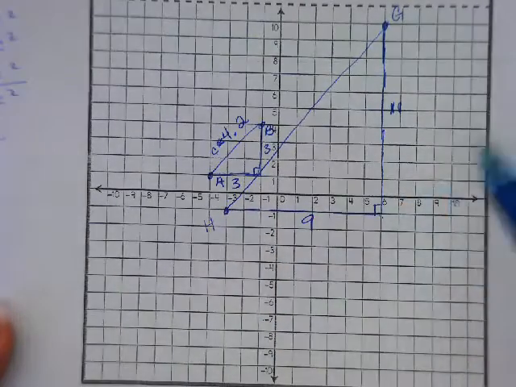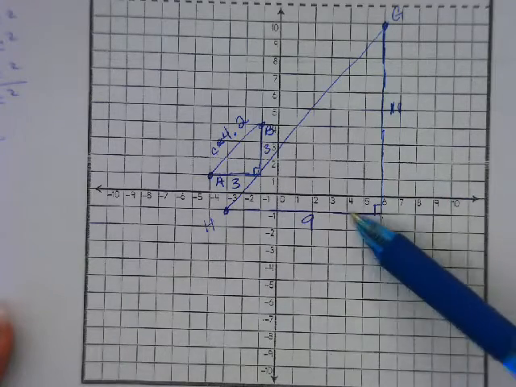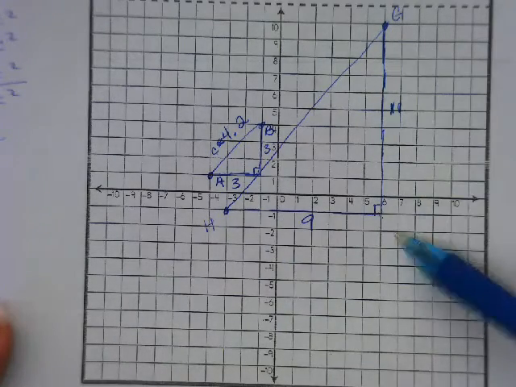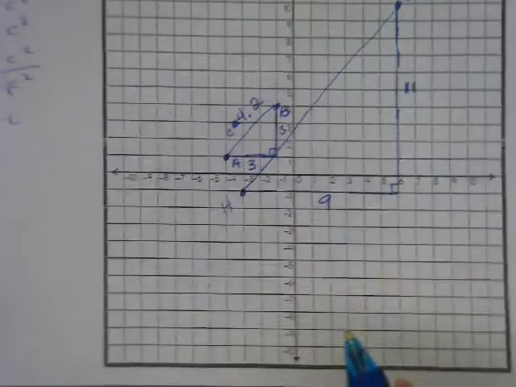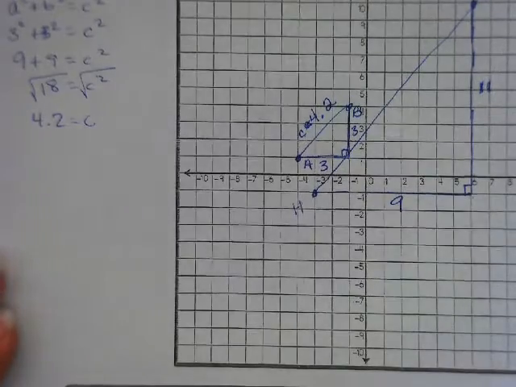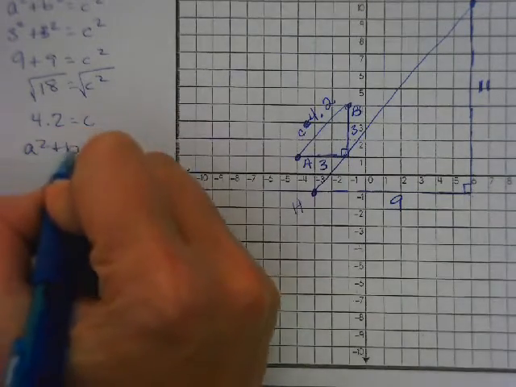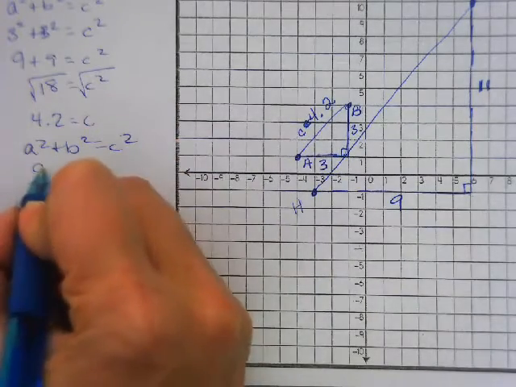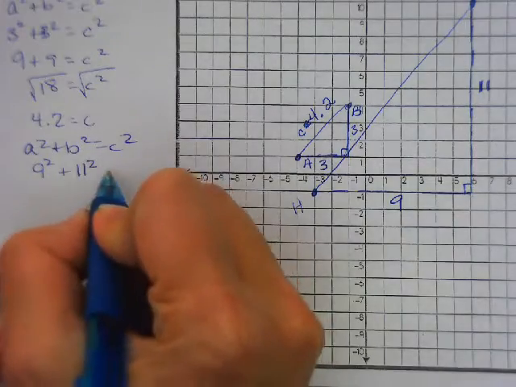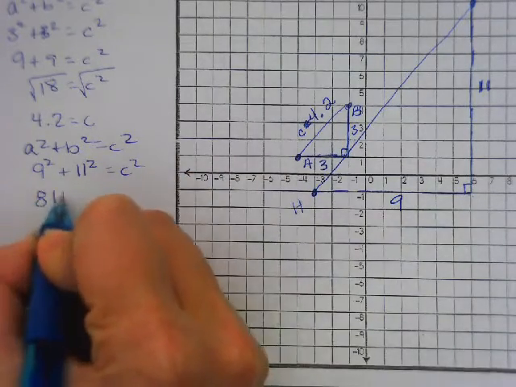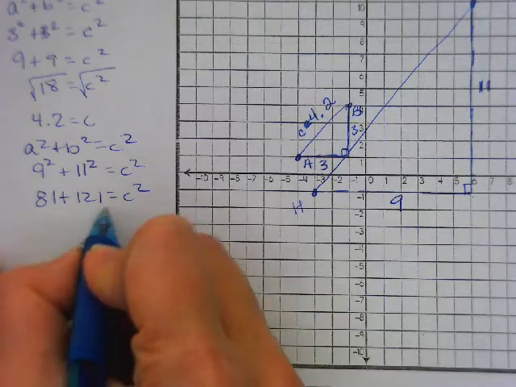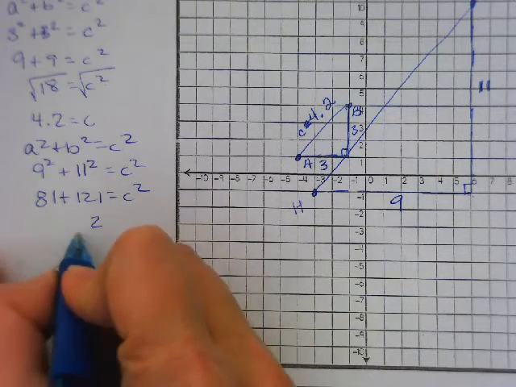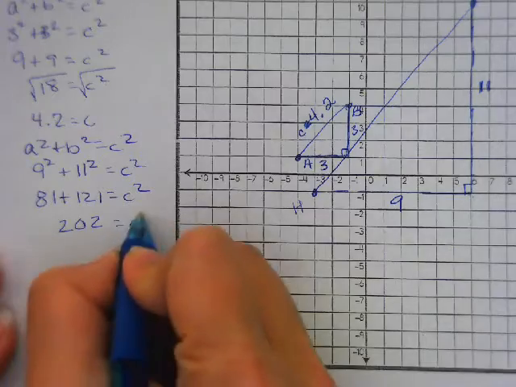Right? So the only difference is when it's on a coordinate grid, we have to count to find the measure of those side lengths like we did at the very, very beginning with our book that had the grids. Do you remember that? So then we can go ahead and we can say A squared plus B squared equals C squared. So now A is 9 and B is 11. 81 plus 121 is, what is that? 2. This is 2. This is 10. Carry the 1, so 202.